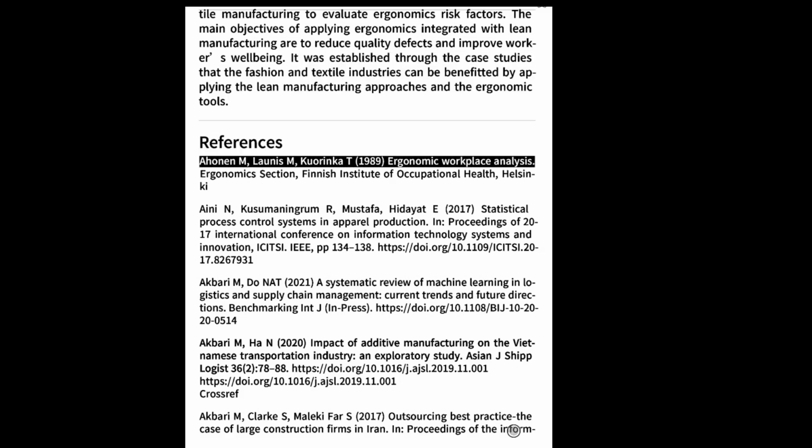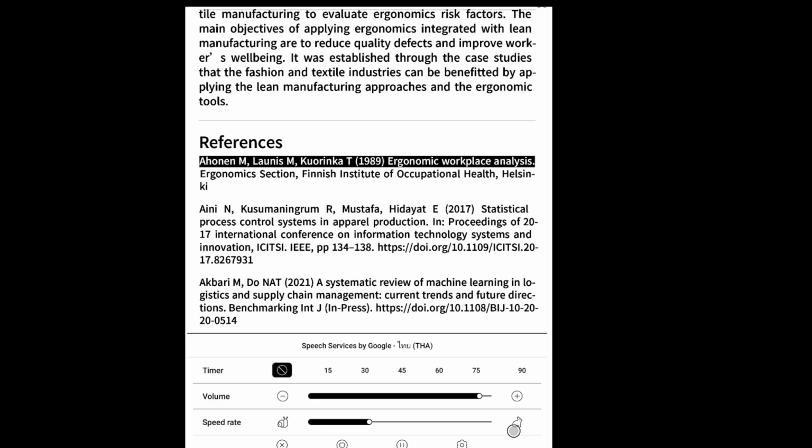Reference, Ahonen M, Lonis M, Kuoringa T, 1.